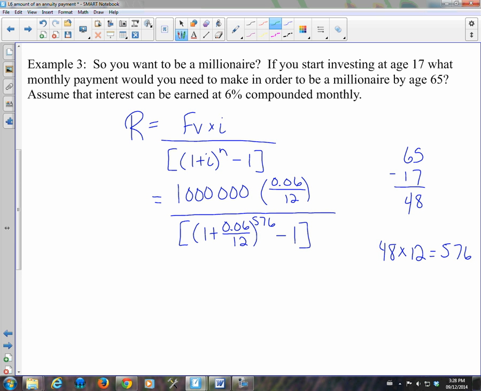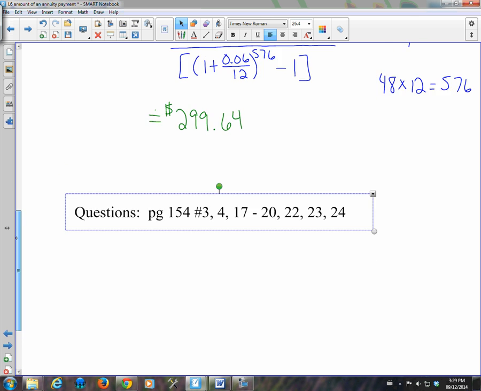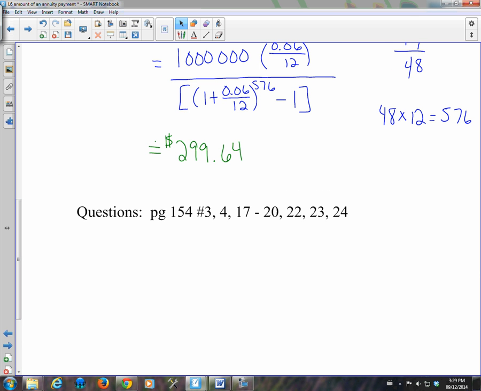And I am getting about $299.64. So there you go. If you guys put $300 in every month at 6% for 48 years, you would have $1 million. Let me know how that works out for you. And there's your questions to practice. Make sure you're getting your calculator, not your cell phone, your calculator to do those, and you know how to use your calculator.